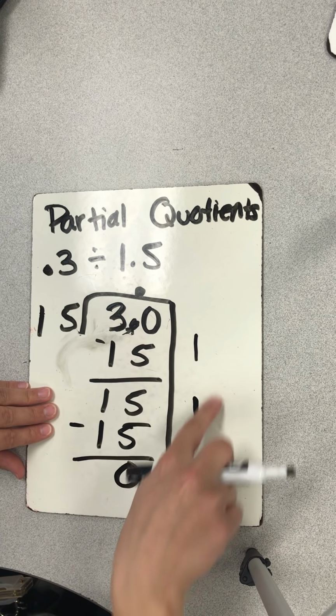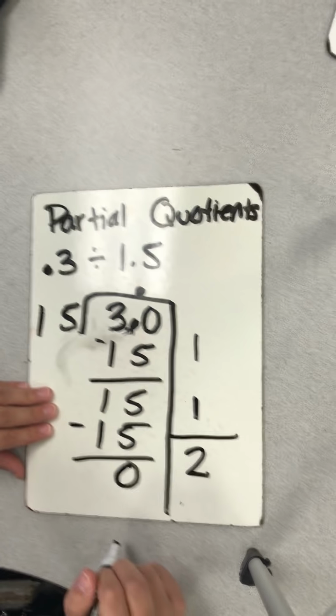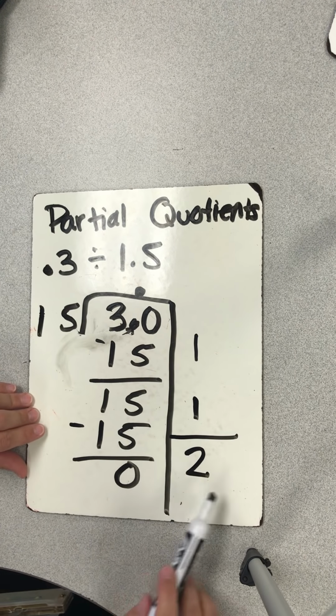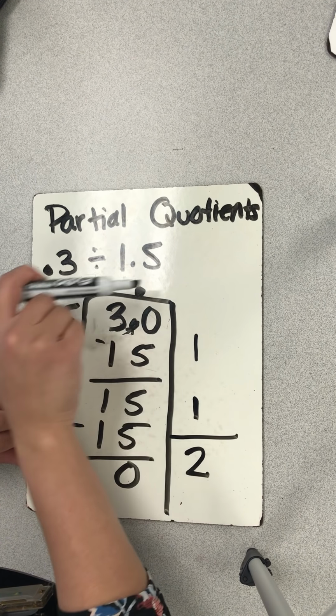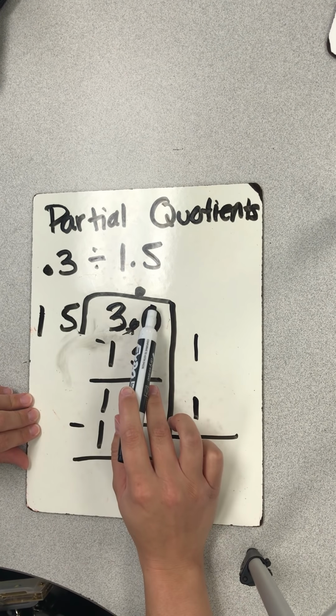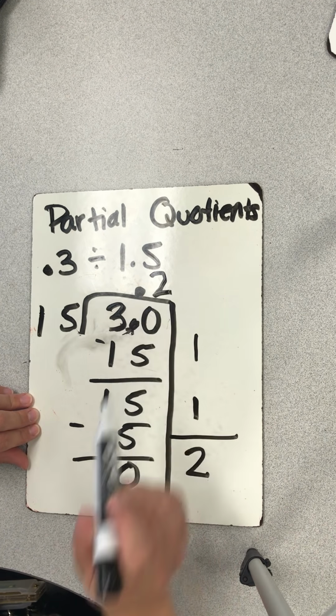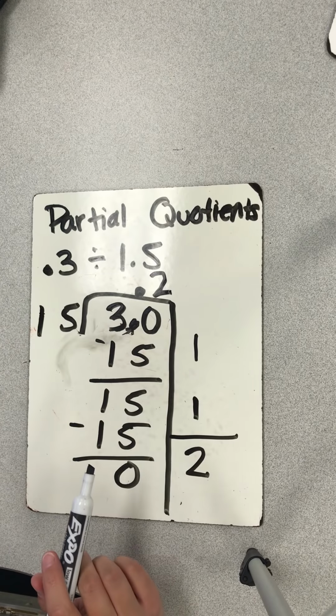When I add my answers over here, it's going to add up and equal 2. And when we're dividing by decimals, I always want to take my answer and put it as far to the right in our quotient as possible. So our 2 is going to go all the way over here. So we're still going to be left with 2/10.